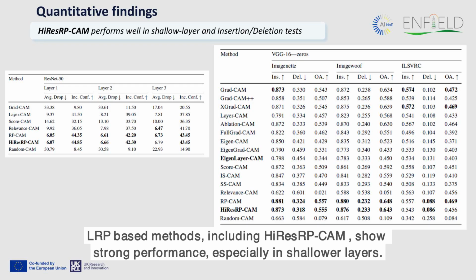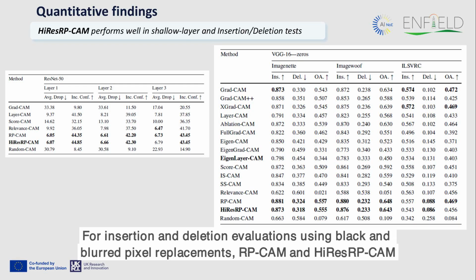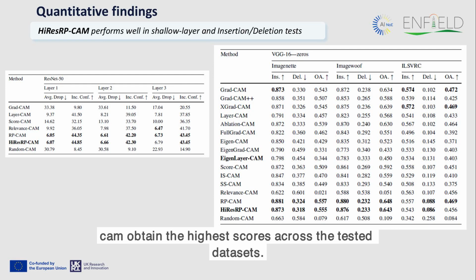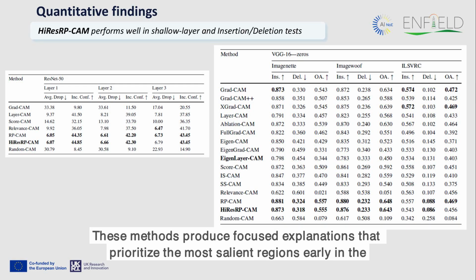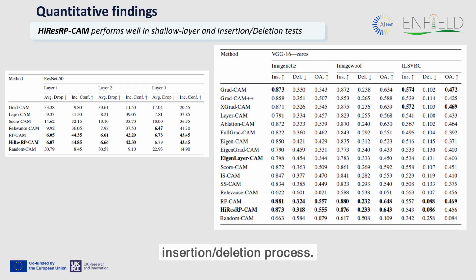LRP-based methods, including Hires RP-CAM, show strong performance, especially in shallower layers. For insertion and deletion evaluations using black and blurred pixel replacements, RP-CAM and Hires RP-CAM obtain the highest scores across the tested datasets. These methods produce focused explanations that prioritize the most salient regions early in the insertion-deletion process.